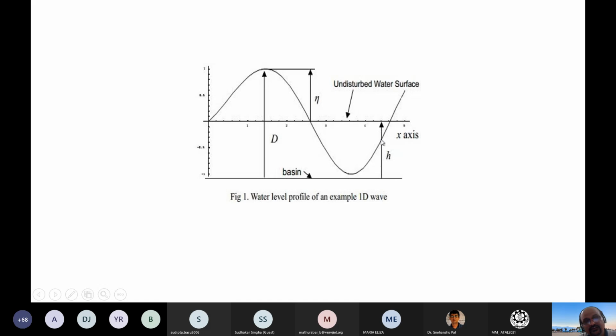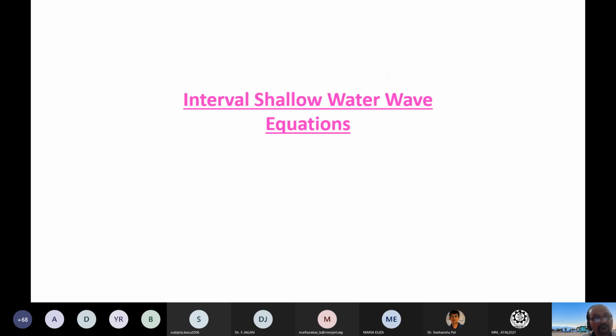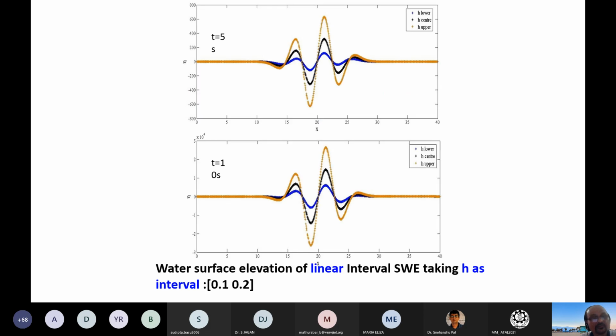So that is why, for different h taken as an interval, we have computed this wave on the seashore, how the wave amplitude will be, etc. Okay, that is the gist of this. So I'll show only two plots of what we have solved. So interval shallow water wave equations.